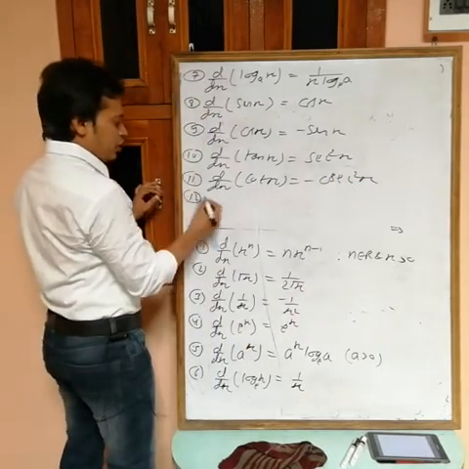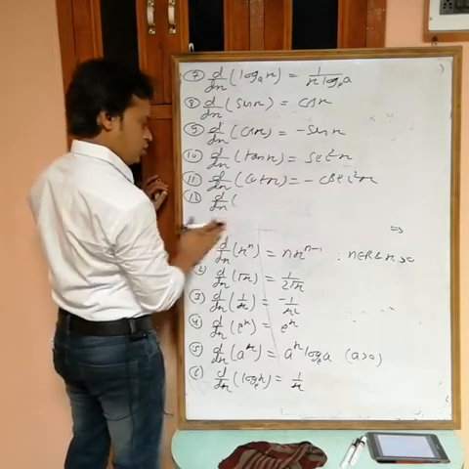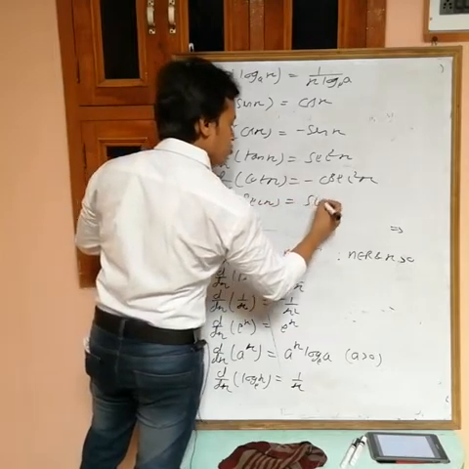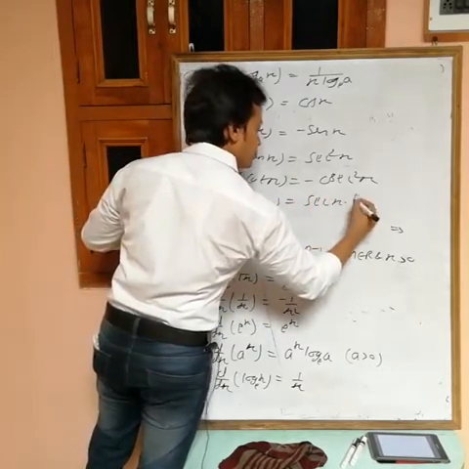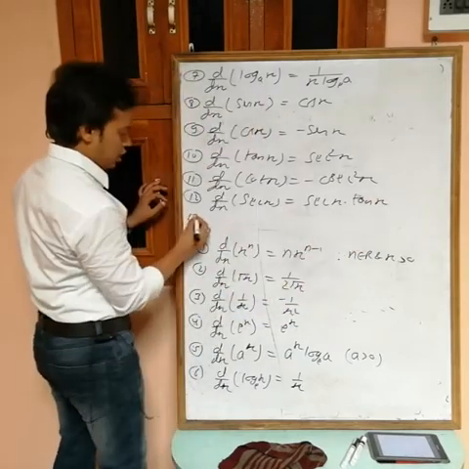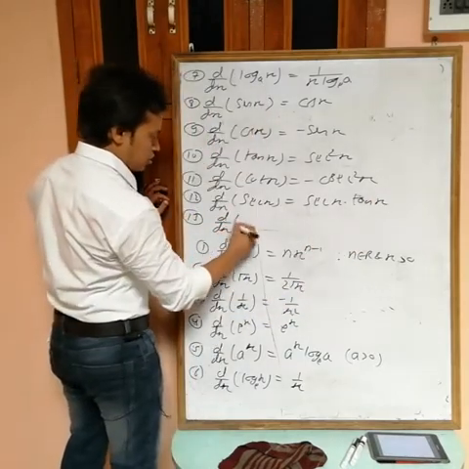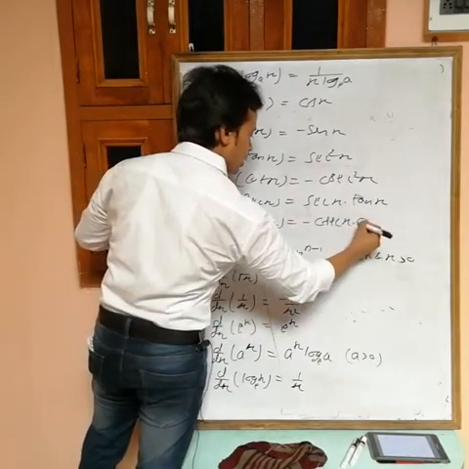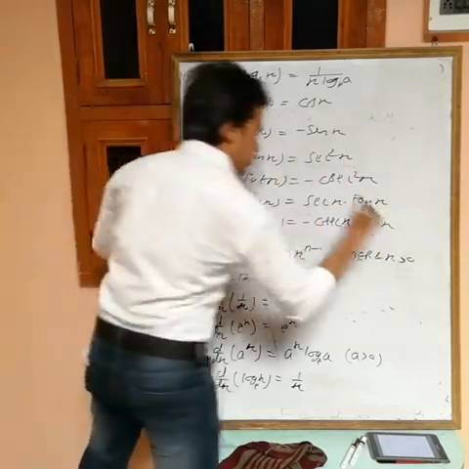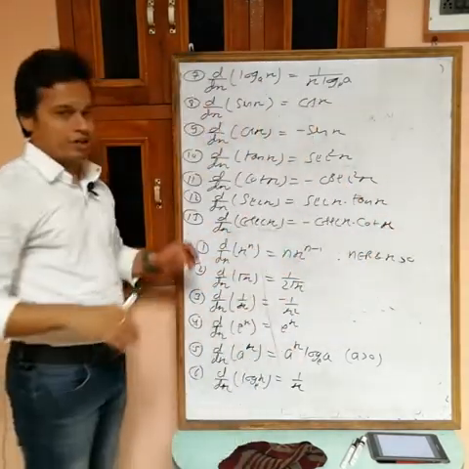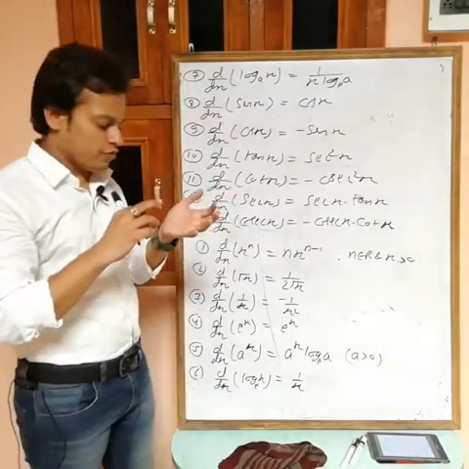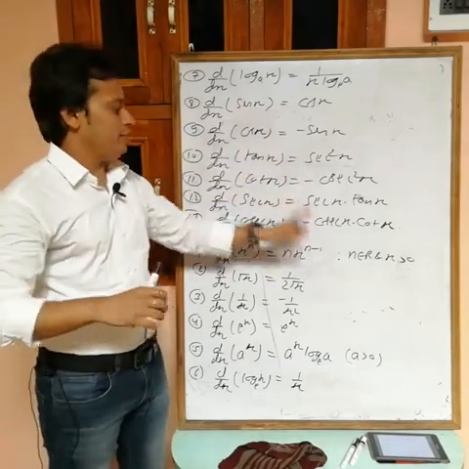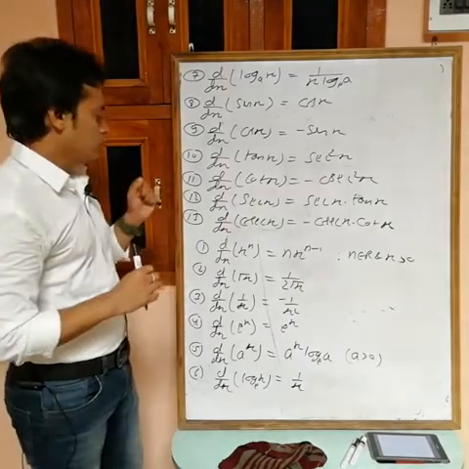Okay. d by dx of sec x is equal to sec x into tan x. And 13, d by dx of cosec x. Differentiation of cosec x is minus cosec x into cot x. Now what you have to remember? You have to remember one thing, that in trigonometric functions which start from c, cos, cot and cosec have minus in differentiation. So remember all these.